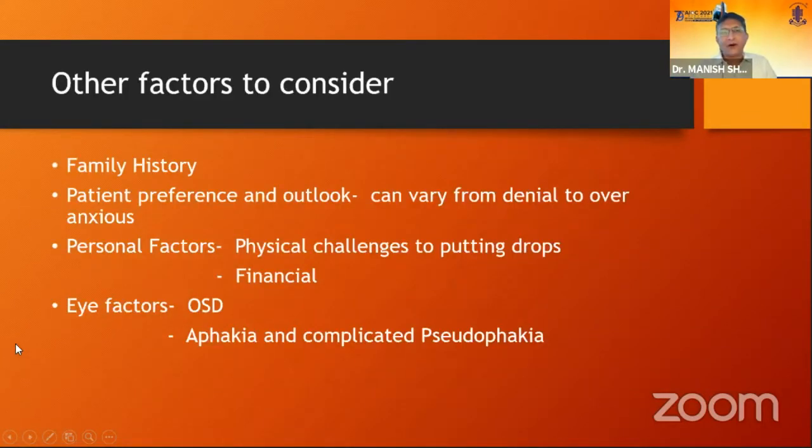Other factors very important to consider are family history, where patients have a history of members of their family having lost vision due to glaucoma or having progressed in a very short time. You would like to keep this in mind and be more aggressive in these patients. Even the patient's outlook, we have in clinical practice experience that patients have a variable outlook to their disease. Some are in denial, where they believe that just some drops are given and actually nothing is wrong.